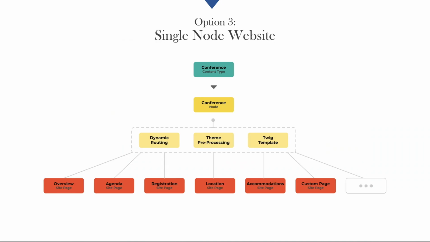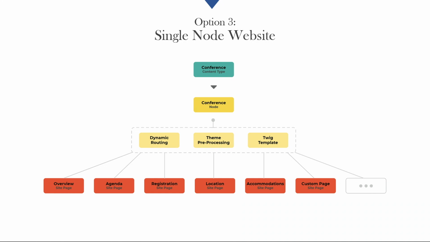Which brings us to option number three, the single node website. The pros of this are that you basically have simplified permissions and access control. In this model, if you have one node that creates an entire site or microsite, you only have to grant a user that you want to be able to edit that permission to that single node. That's a lot easier to deal with. Cloning, you can clone that single node. If you say, I want to repeat this conference again in 6 months, clone it with a clone module, you're good to go.